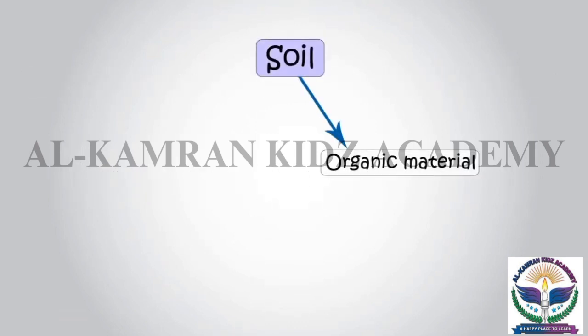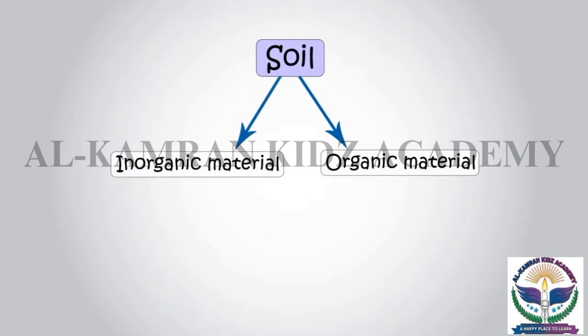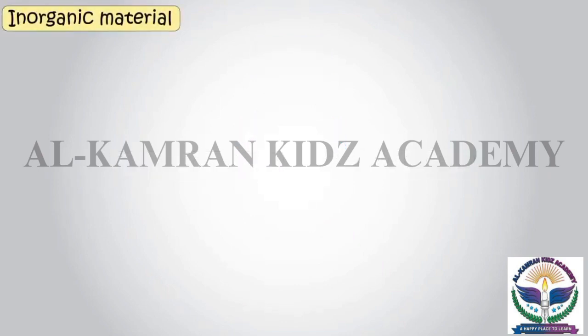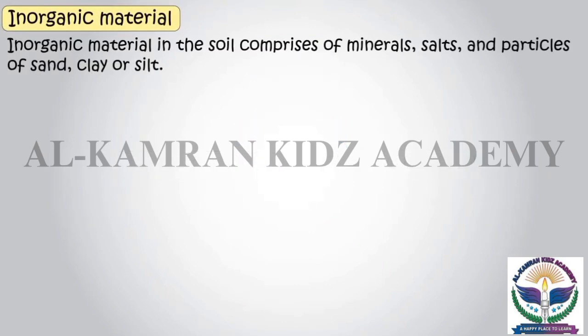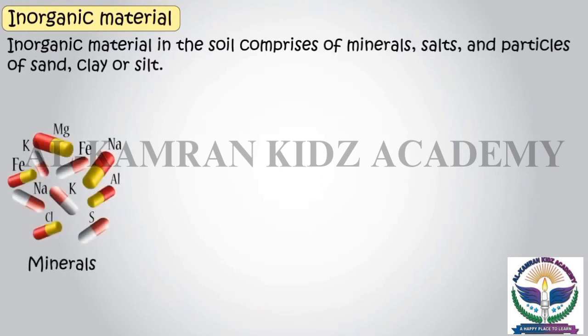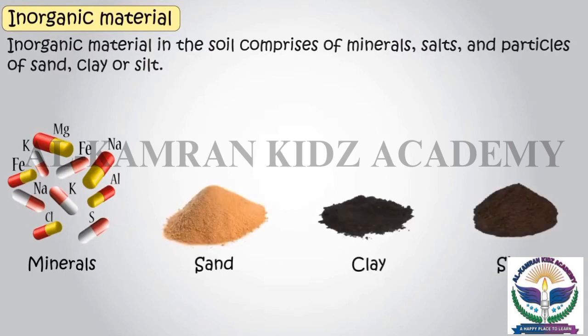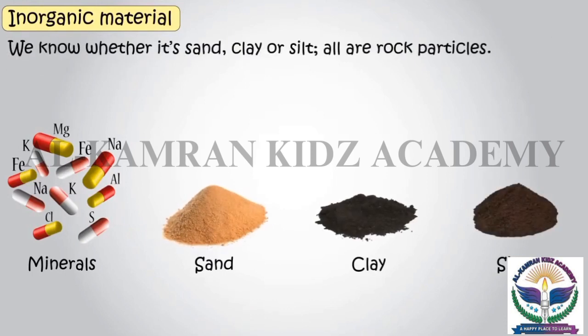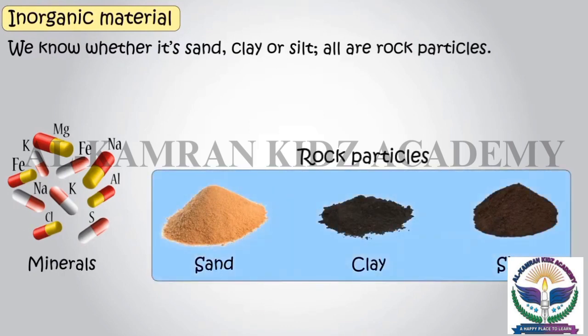Soil is made up of organic and inorganic materials. Let's first see from where this inorganic material comes. Inorganic material in the soil comprises minerals, salts, and particles of sand, clay, or silt. And we know whether it's sand, clay, or silt, all are rock particles.